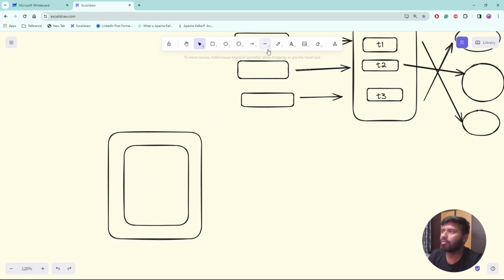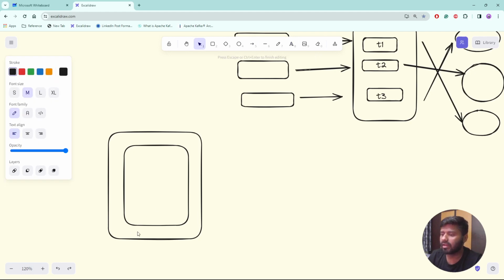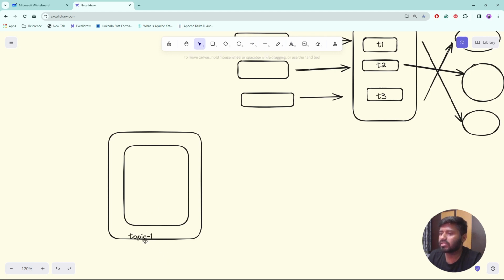This is my topic, and I'm just writing over here, maybe topic 1. Now we would like to know how one topic is actually managing our specific data or messages. Topics are basically an integral part of partitions. So now one more concept is introduced, right? Partitions. Now the question is, what is a partition?